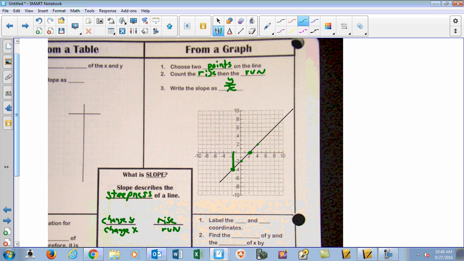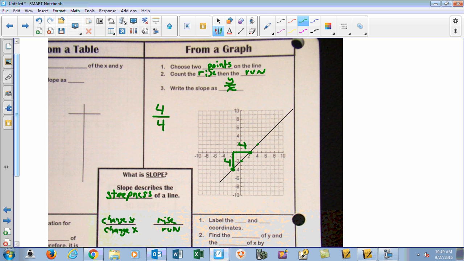So the rise is 4, right? Change in y. We're going up 4 units. Now we have to look at the run. How far over do I have to get to touch the point? Brent? 4. So the run is 4, or the change in x is 4.